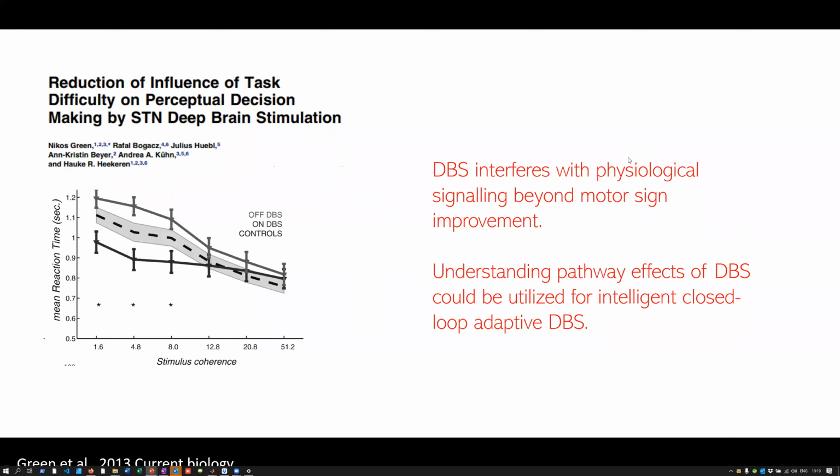And this led to specific hypotheses that DBS interferes with physiological signaling beyond motor sign improvement. Translated, this means that it's not only the symptoms that are changed through DBS, but also behavior. Particularly, it seems that we can create impulsive choices in patients by switching on the stimulation, whereas off stimulation, such difficult decisions are similar to the decisions that normal people would make. On the other hand, if we understand such effects in terms of their specific pathways, we may use a novel stimulation paradigm that accounts for such side effects to improve the therapy for the patients.